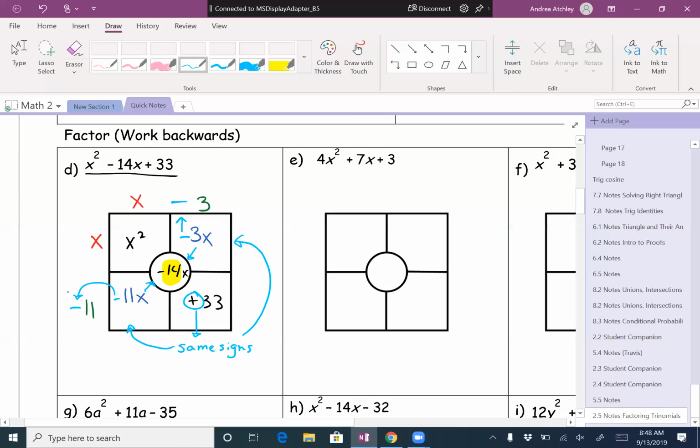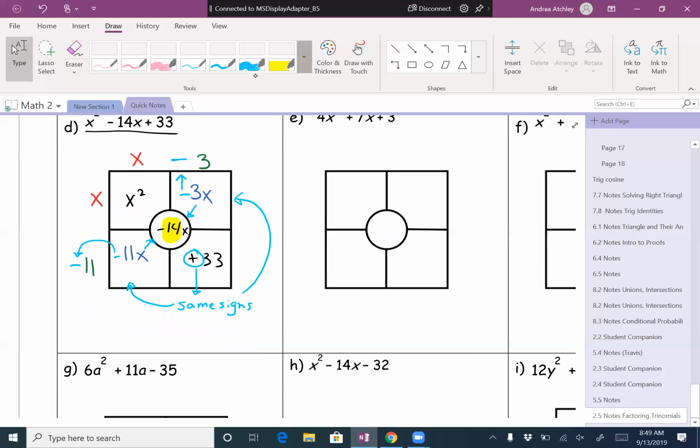We're going to check that to make sure this all works out. X times x is x squared. Negative 3 times x is negative 3x. X times negative 11 is a negative 11x. And negative 3 times negative 11 is a positive 33. Okay, so it all checks out. Okay, so our answers are right here.